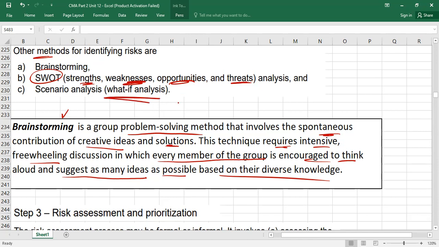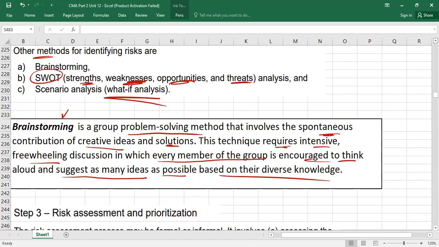And then sometimes you can also do what-if analysis, scenario analysis, like what if this will change? For example, what if the material will be in shortage? What will be the effect on our production? What if the material cost will increase? What will be the effect on the cost of the product? So scenario analysis or what-if analysis can also help you to identify the risk. So these are the different methods.